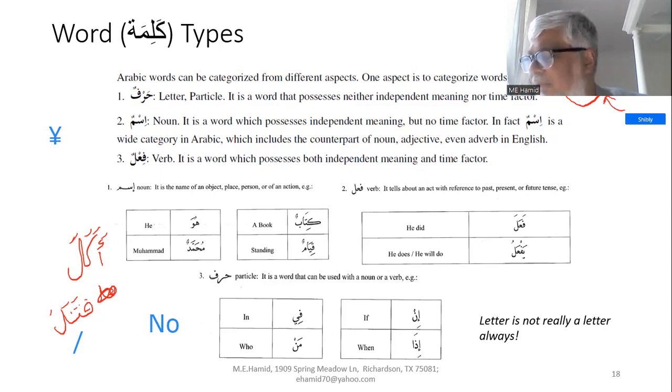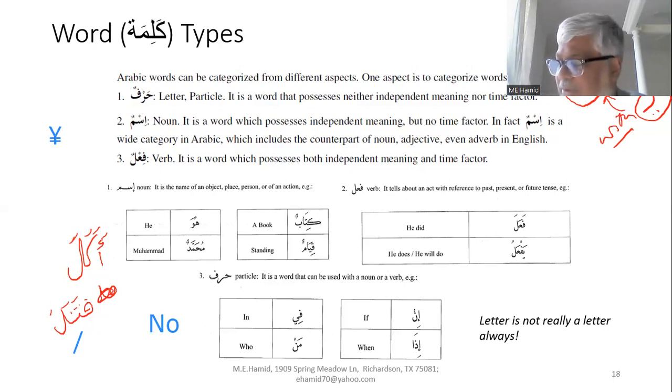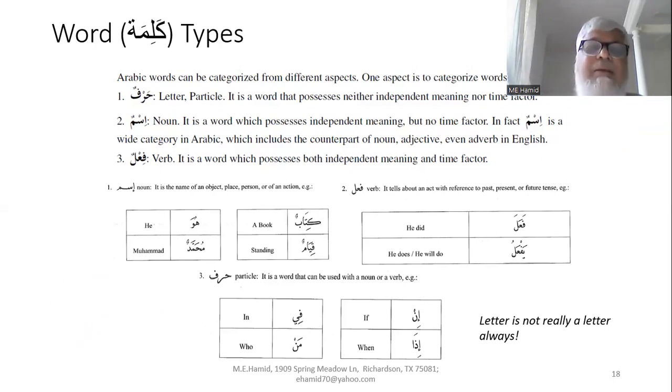Words like in, with, be, fee, are words, but they don't have independent meaning. So all these, prepositions, conjunctions, interjections, will go into the bucket called harf. Harf is those words that cannot stay independently and don't fit into the noun category. It's sometimes blurry to find out which one is harf and which is ism. We'll know a little more as we go along.